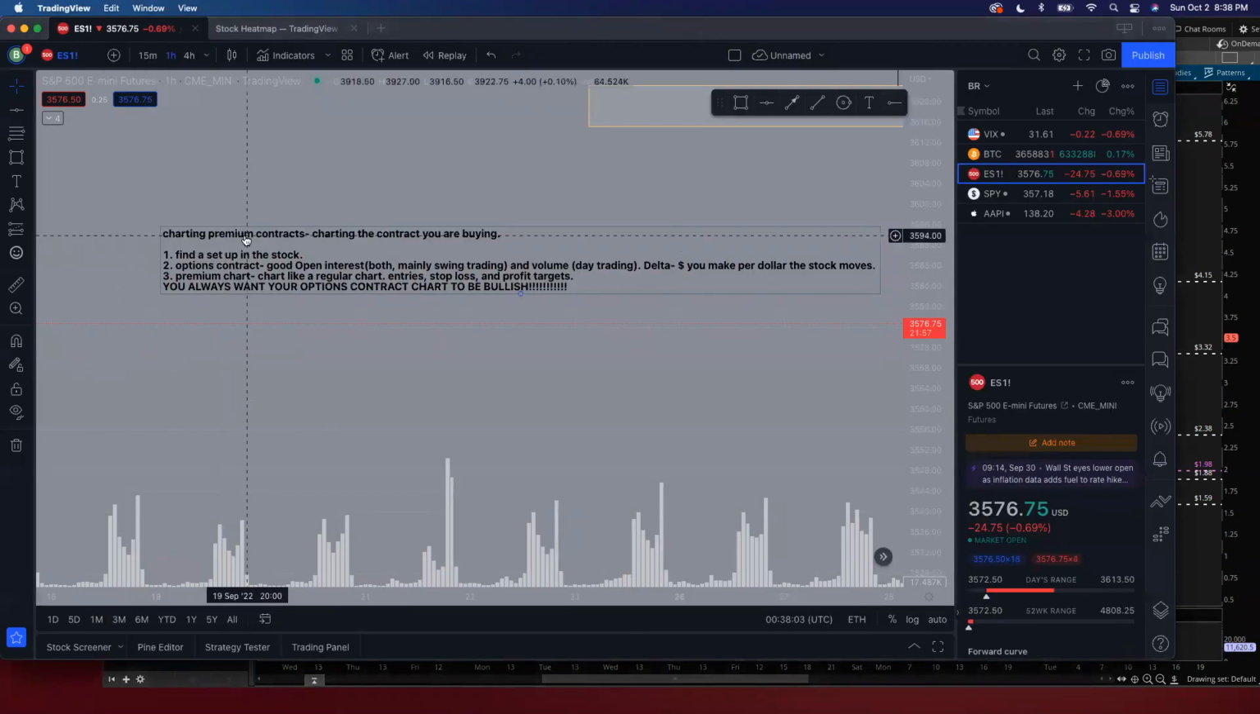So basically, find the setup, pick the options contract, go look at the premium chart, pick your support and resistance on there. That will give you your stop. That will give you your entry. That will give you your profit target. And it'll tell you exactly how much you're going to make versus how much you're risking. And that's literally it. And then obviously you want it to be bullish because you want to make money, right? We're not in this game to lose money.